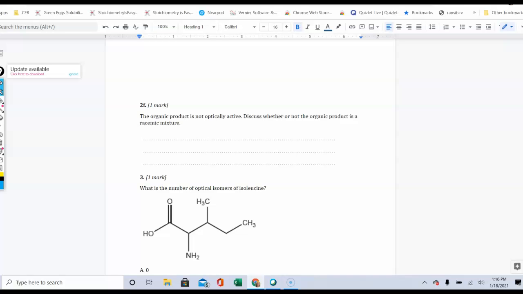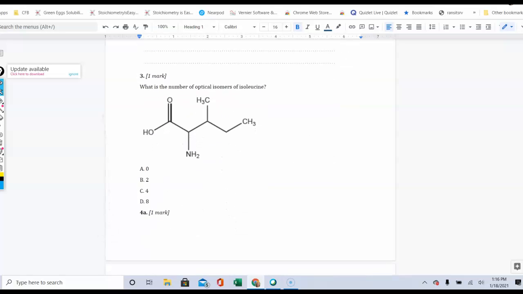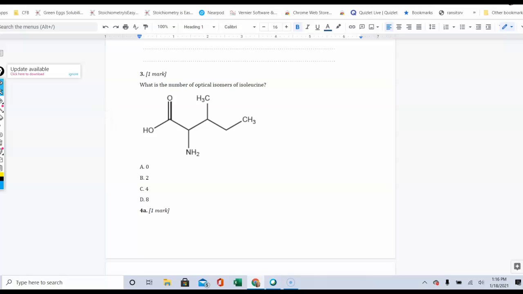Okay, because you don't have four things bonded to a central carbon. Okay, number 3. What is the number of optical isomers of isoleucine? So that means we have to find out the number of chiral centers, because there would be 2 optical isomers if we have 1 chiral center, but there would be 4 optical isomers if we have two centers, and so forth.